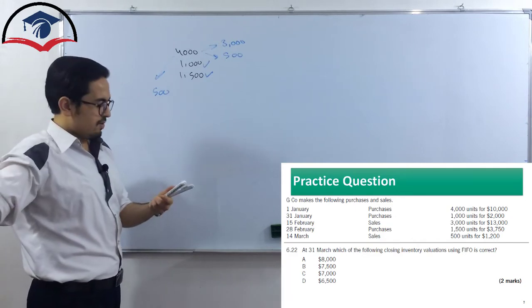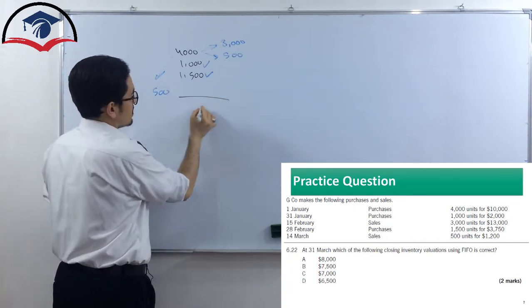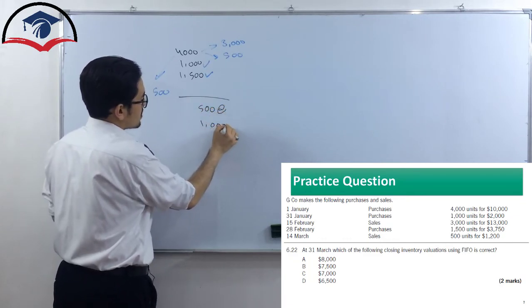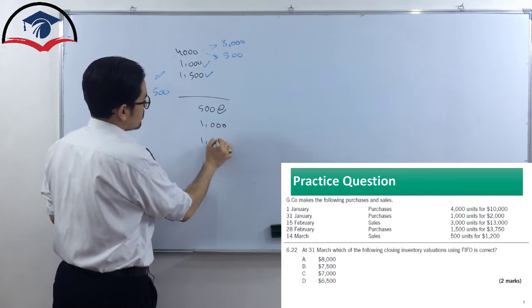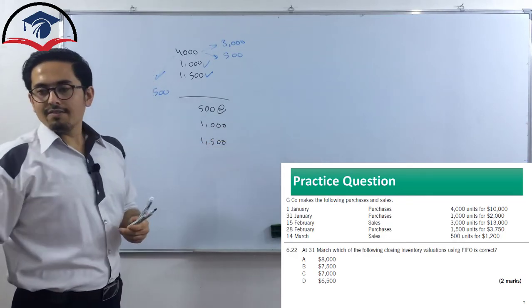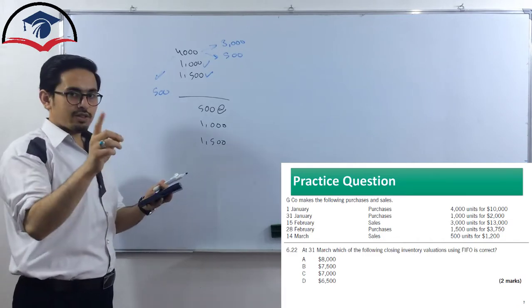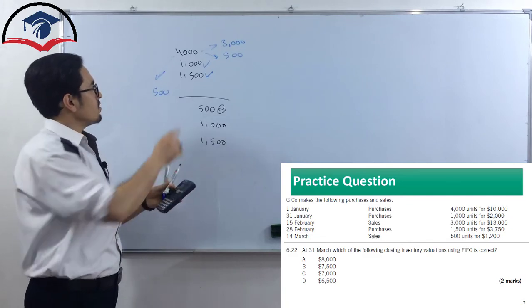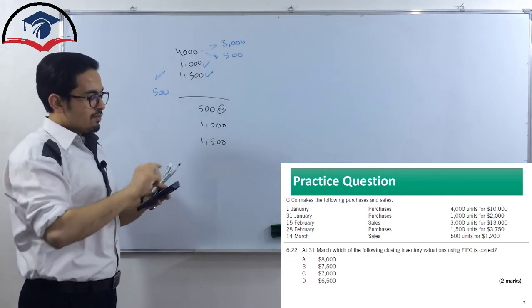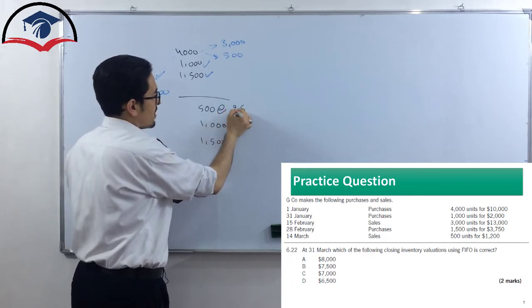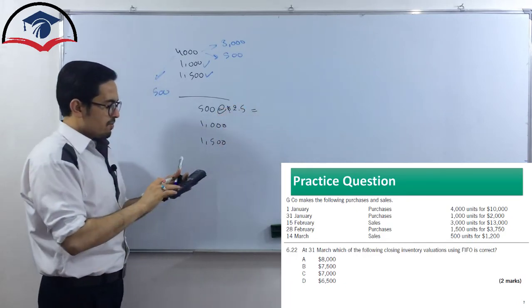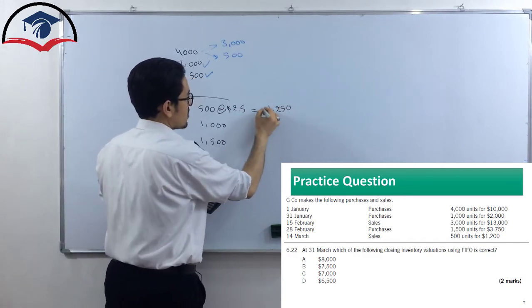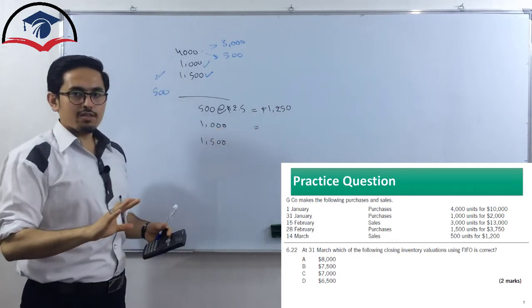So let me write down that first. The remaining balance of the business will be 500 at the rate of, then 1,000 units, and 1,500 units. For the 500 units, the 4,000 units were $10,000 total cost, divided by 4,000 units, which ends up to $2.5 per unit, multiplied by 500 will end up to $1,250.